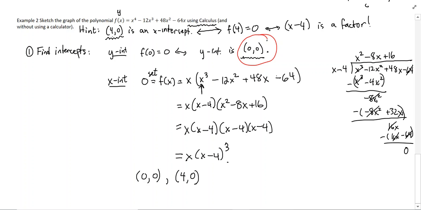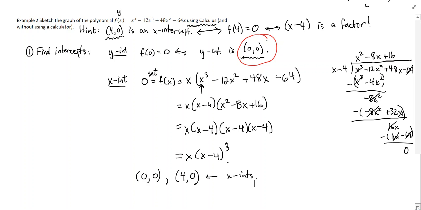Okay, so we were given 4, 0 as an x-intercept. We found that 0, 0 is a y-intercept, which is also an x-intercept. So we didn't really gain anything from all this work, but that's not true. We did gain something, which is that we know these are the only two x-intercepts. Okay, good. So we've got some of that data nailed down.